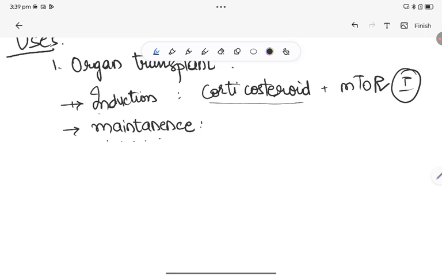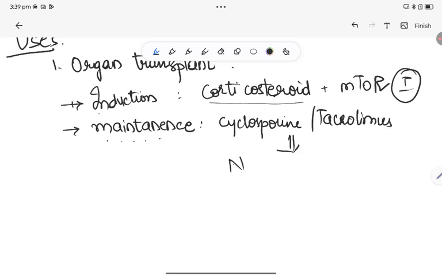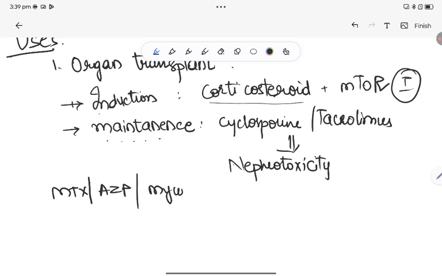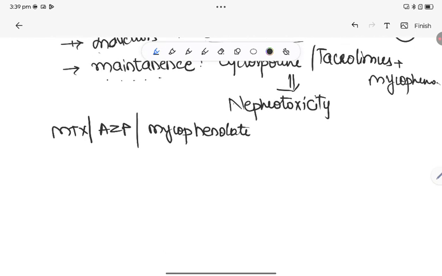Whereas in the maintenance phase, obviously cyclosporine or tacrolimus are preferred. But these are highly nephrotoxic. Once nephrotoxicity sets in, we usually shift the patient to methotrexate or azathioprine or mycophenolate mofetil. Nowadays, along with these two, as an add-on, we have started mycophenolate here itself. This is about organ transplant.